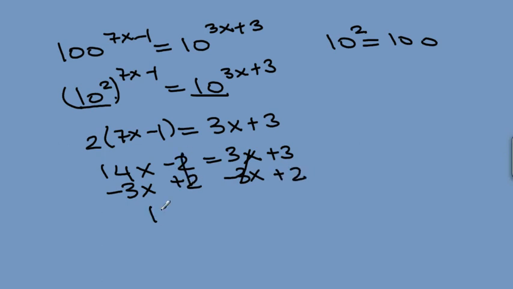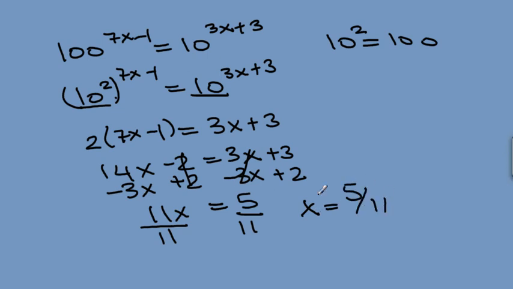So now we can say 11x equals 5. To solve this, divide by 11. x equals 5 over 11.